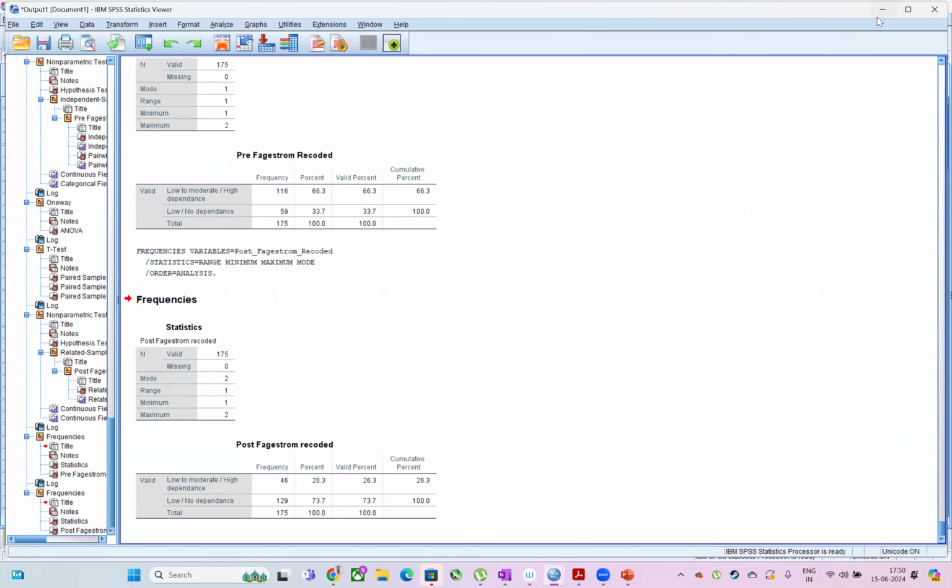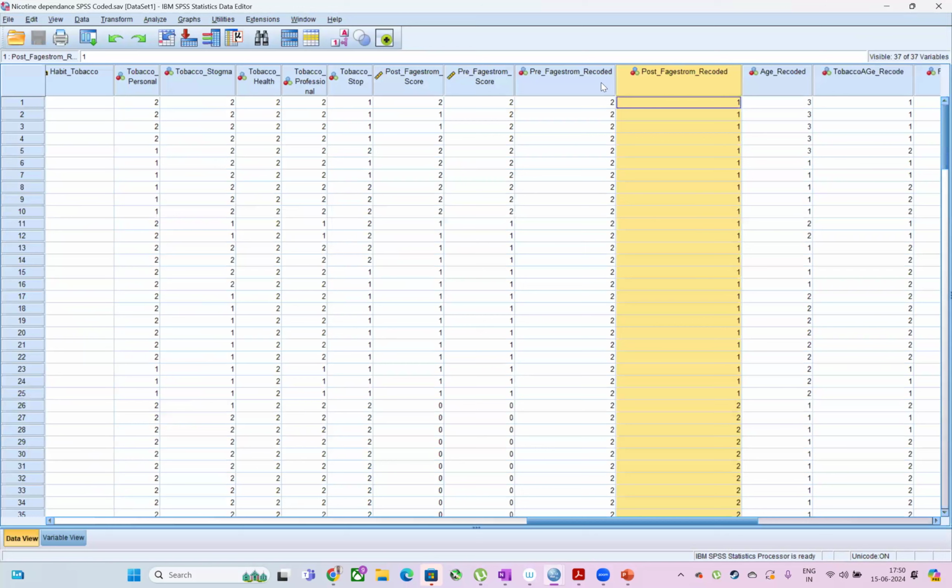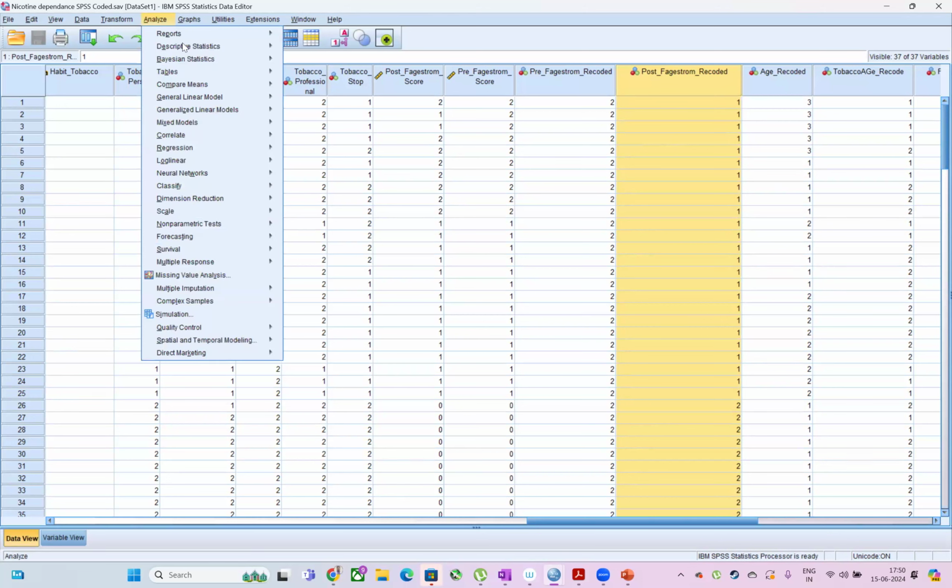So I now want to find the association between this. Both are paired data, before and after, and both are qualitative. So what statistical test am I going to use over here? McNemar test. Exactly. Excellent. So I'm going to go over here, Descriptive Statistics, and go to Crosstabs.